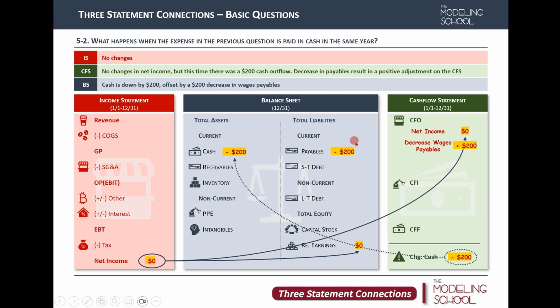So this is going to be pretty much very similar to other kinds of payables transactions as well, such as accounts payables. We're going to do the exact same for accounts payables and for other expenses where cash outflow is later than the actual expense recognition.